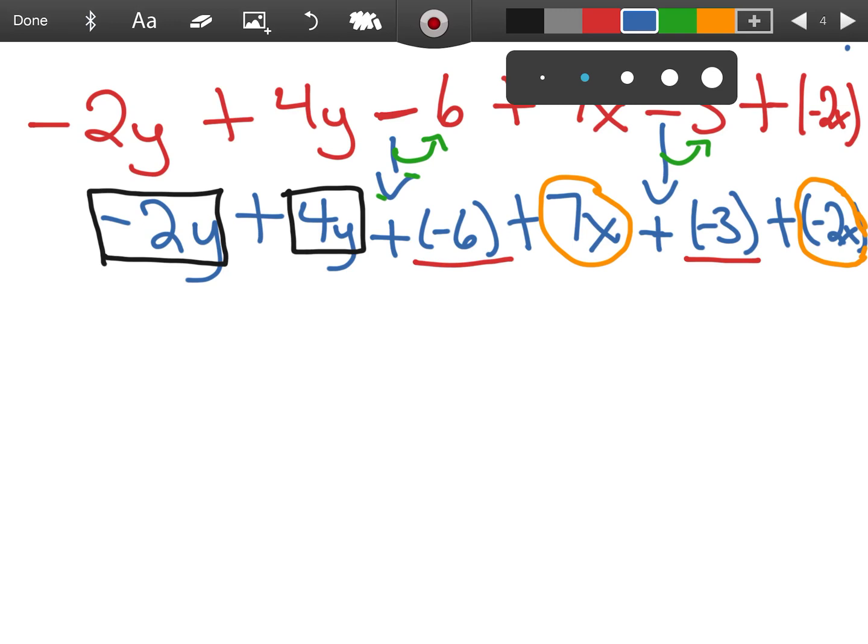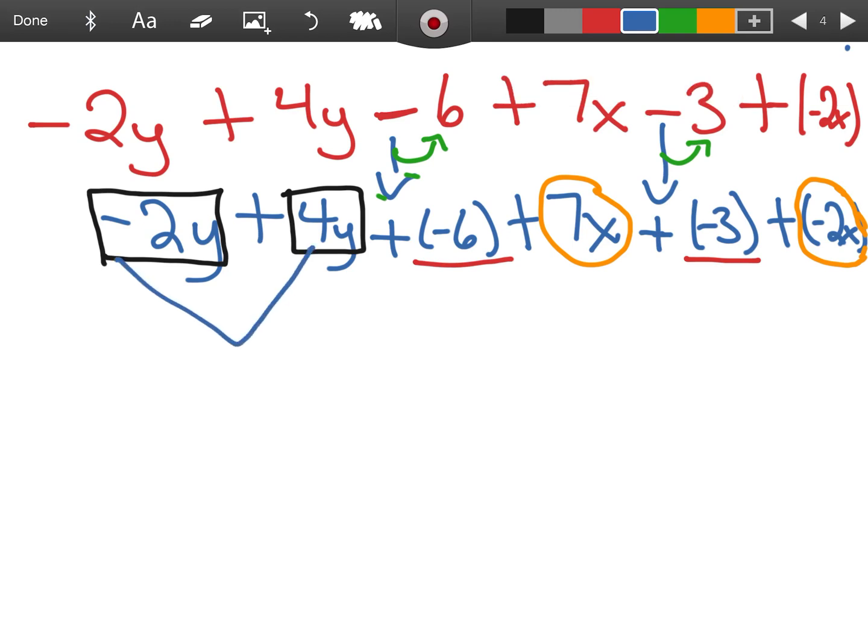So I'm going to start with my y's. Here I have a negative 2y plus 4y. I have different signs, so I'm going to subtract. 4 take away 2 gives me 2y. And my 2y is going to stay positive because I have more positives. Then I'm going to bring down my plus sign. Then I'm going to focus on my next one, my underlined ones, my negative 6 and my negative 3. Here I have same signs, so negative 6 plus a negative 3 gives me a negative 9. Then bring down my plus sign.